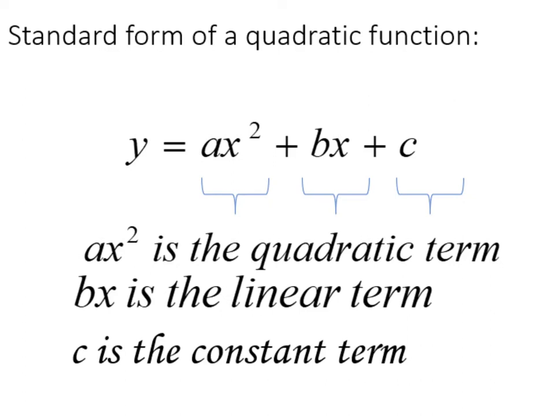In this video, we will continue to work on graphing quadratic equations. Now, in terms of what we have here, y equals ax squared plus bx plus c is the standard form of a quadratic function. Ax squared is what we call the quadratic term because it has the x squared. Bx is what we call the linear term because it's just an x. And c is the constant term, or just a number.